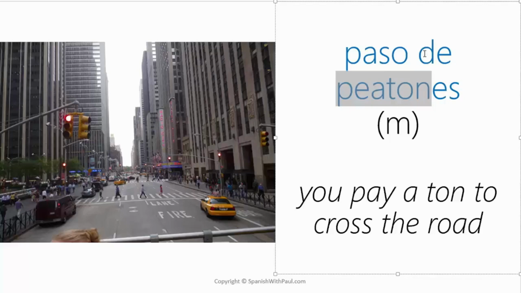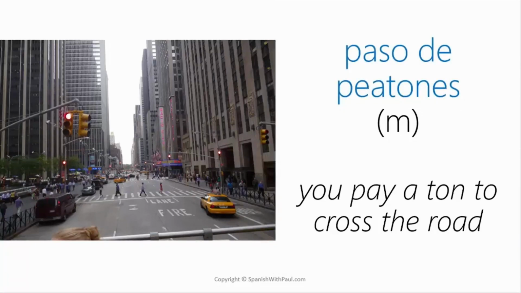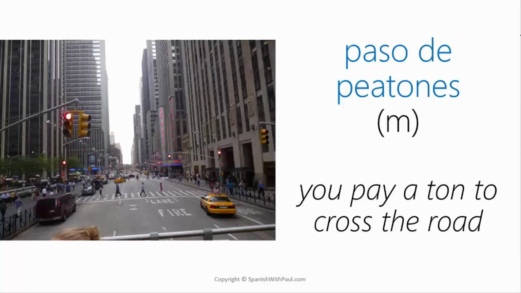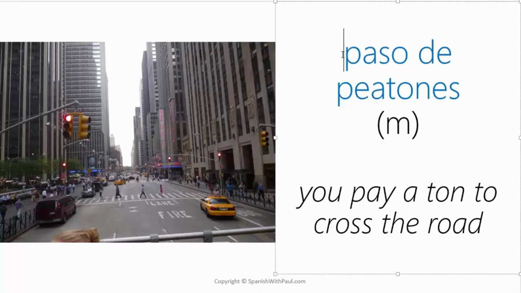Peatones. Here we have paso, which is easy. Paso de. And then pedestrians is actually peatones. So pedestrian pathway in Spanish, they describe it in that way. So zebra crossing or pedestrian crossing would be paso de peatones. And we pay a ton, peatones, to cross the road. To say the zebra crossing or a zebra crossing, it would be just el at the front of that. So el paso de peatones would be the zebra crossing or the pedestrian crossing.